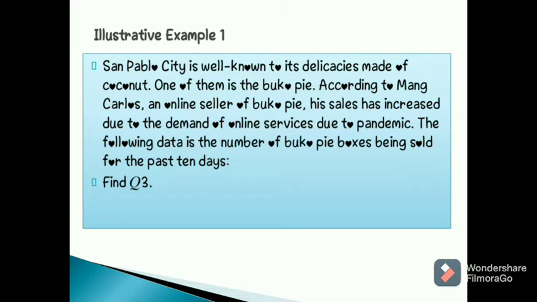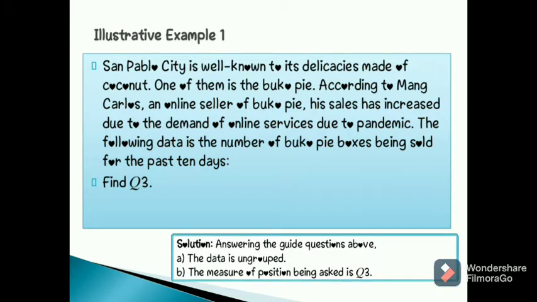So here is all about the buko pie, that is a delicacy from San Pablo City, Laguna. So, according to Mang Carlos, an online seller, his sales have increased due to the demand on online services dahil sa pandemic. And wala pa dito yung data. So here is to find the answer.